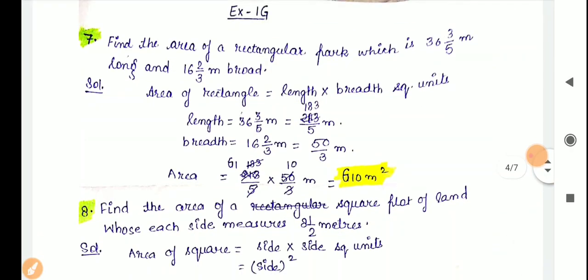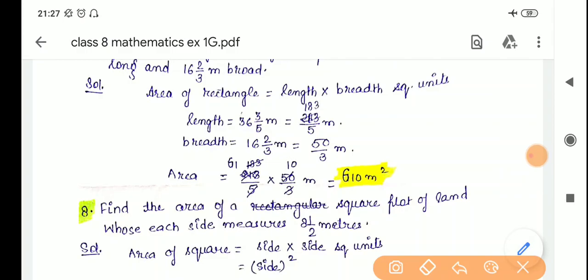Clear? Then next, what is the length? Length is 36 complete 3 by 5 meter, which is 183 by 5 meter. Then breadth is 16 complete 2 by 3 meter, that is 50 by 3 meter. Clear? Now when we calculate the area, it is 183 by 5 multiply by 50 by 3.